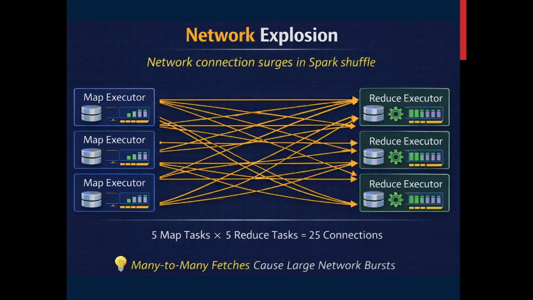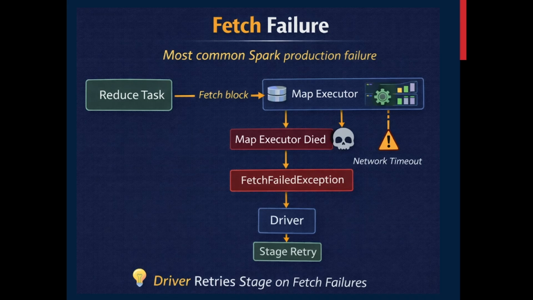Now let's step back. This is where things get crazy. We already saw 200 maps times 50 reduces equals 10,000 requests. Imagine this at scale, thousands, sometimes millions of network calls. And if the network slows down, the entire job slows down. And this is exactly where most failures happen.